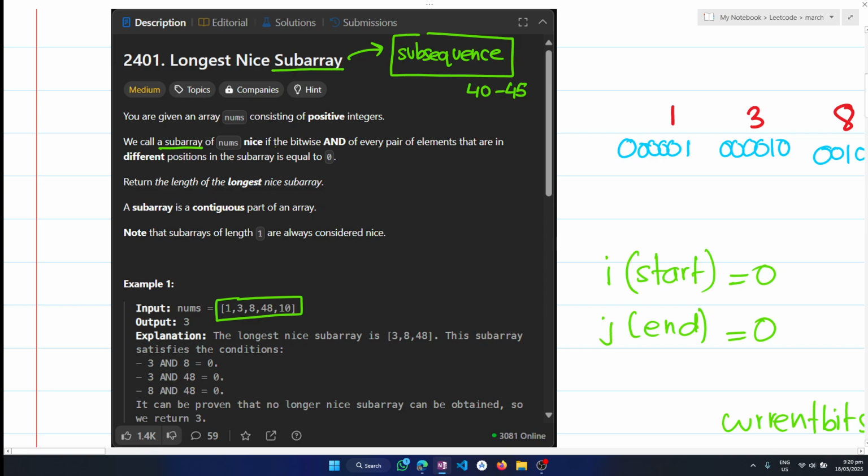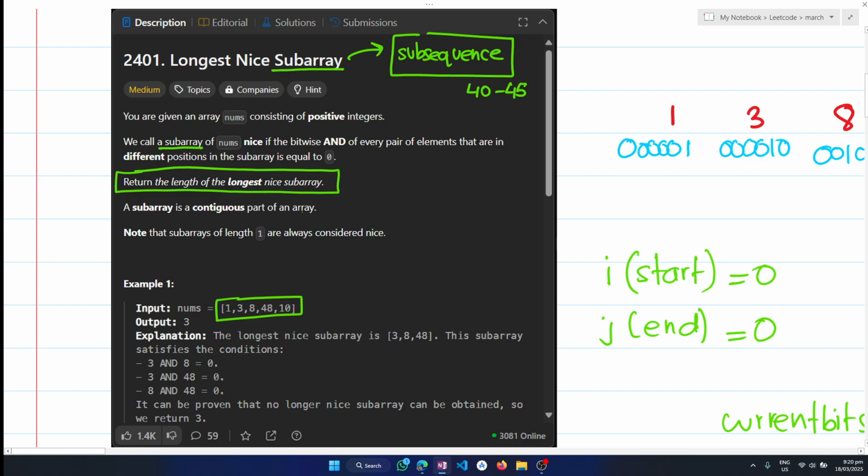We call a subarray of nums nice if the bitwise AND of every pair of elements that are in different positions in the subarray is equal to 0. Return the length of the longest nice subarray. This is what our task is: the length of the longest nice subarray.